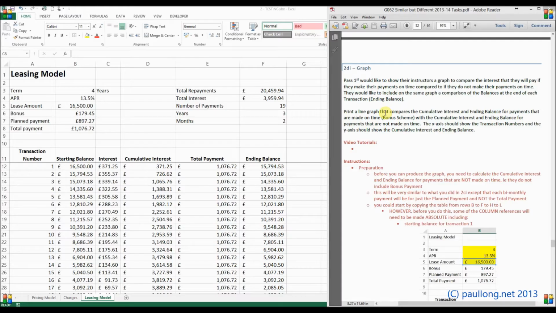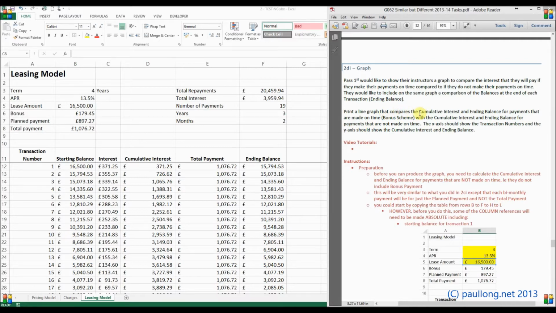This is 2D part 1, where Pass First would like you to create a graph that is going to compare the interest that will be paid if payments are made on time compared to if they're not made on time. And they also want to compare the balances. Now you are going to be asked to produce a line graph, and we need to have a look and see exactly what needs to be on that line graph.